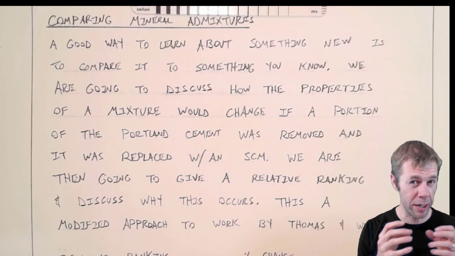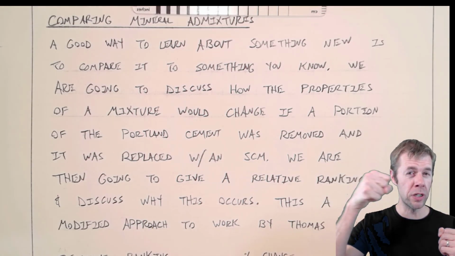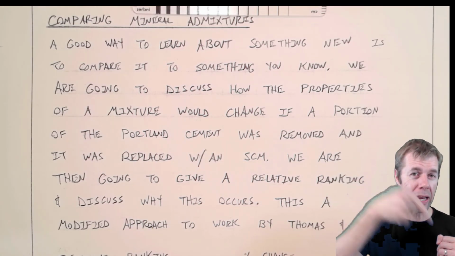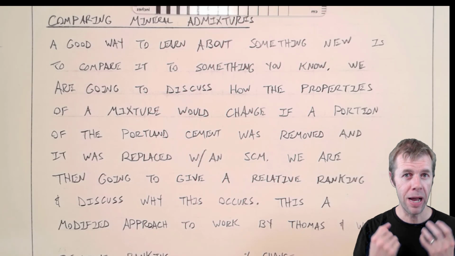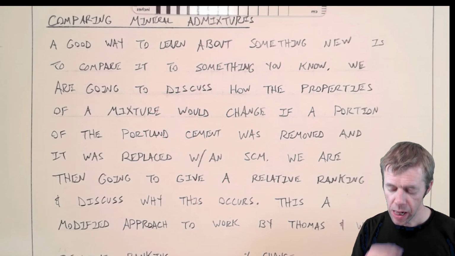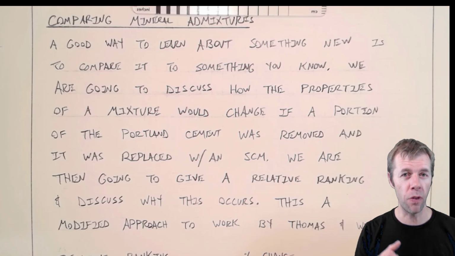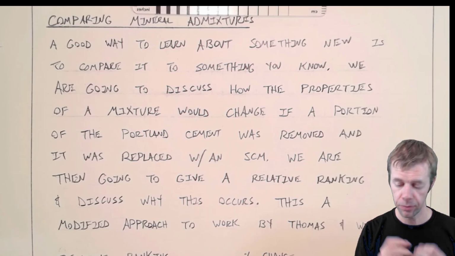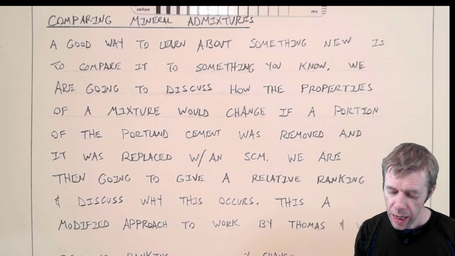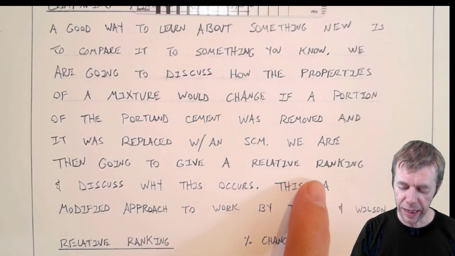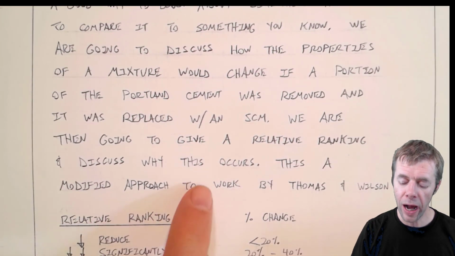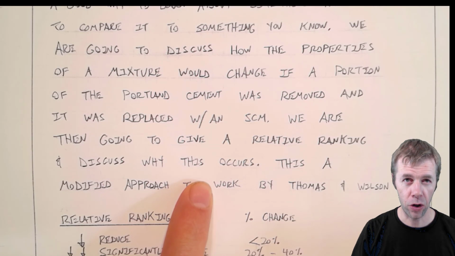And we're going to remove Portland cement. That's the way it's typically done. You remove a certain percentage of Portland cement and you add in the SCM as a replacement. And we're going to use all of these at their typical replacement level that they're used in industry, okay? And we're going to give a relative ranking and discuss why this ranking occurs.